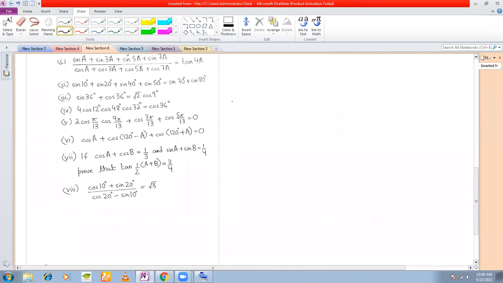Next is number 4, part 4. Question here is start from the left hand side. 4 cos 12 degree, cos 48 degree, cos 72 degree. You need to prove all this is equal to cos 36.